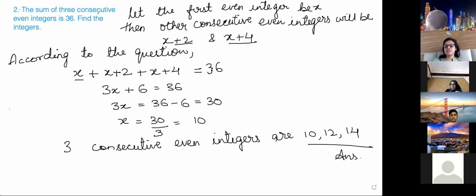Okay. Should I erase this now? I'm erasing it.